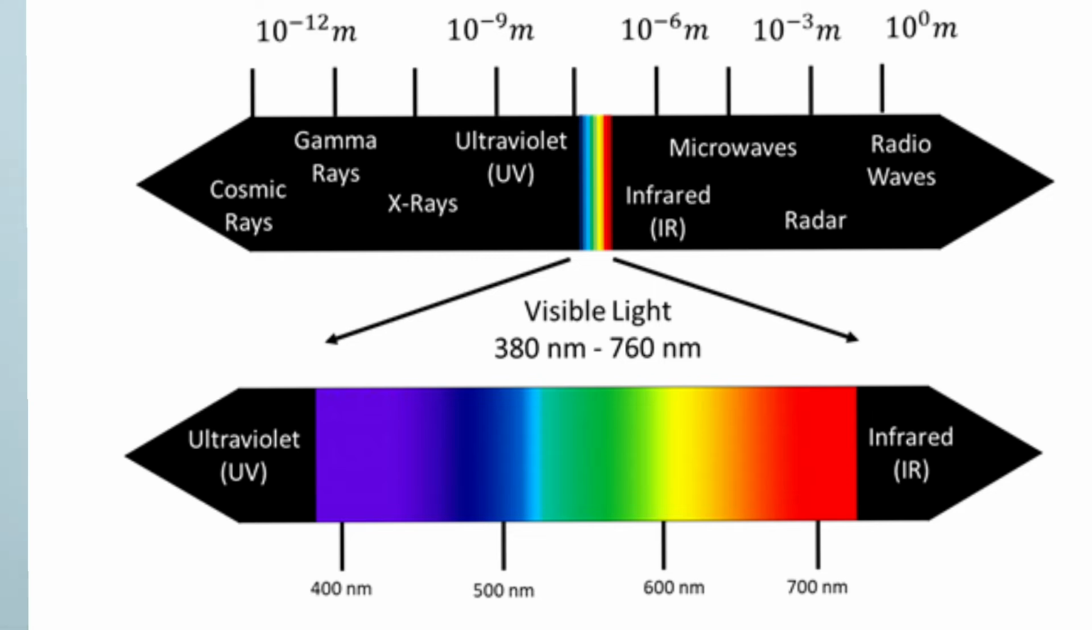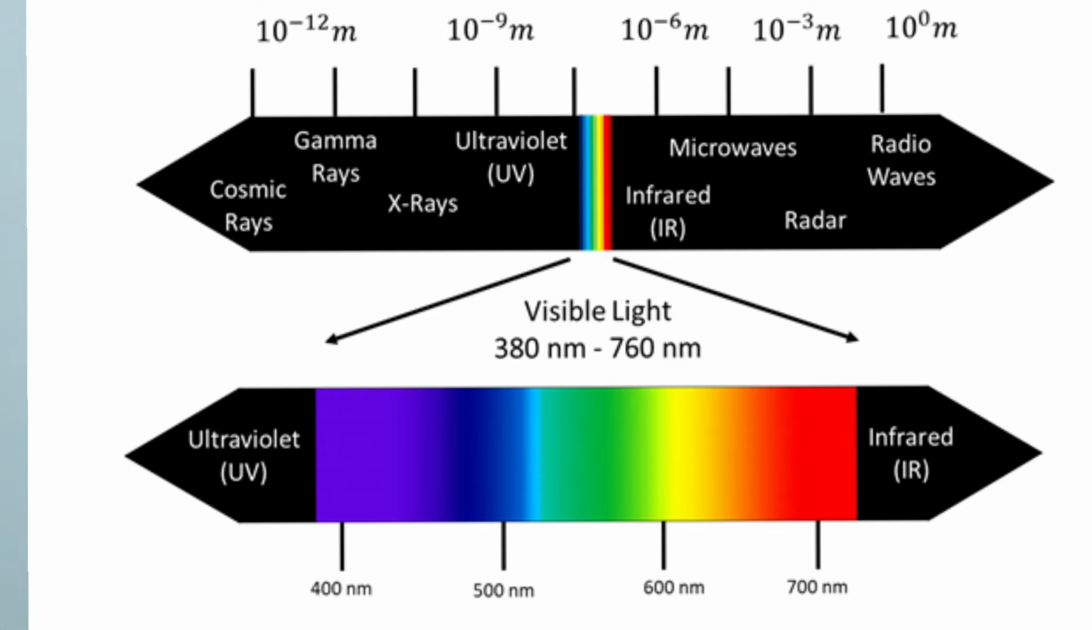In the same way, the electromagnetic wave contains different wavelengths, and the entire range of all the wavelengths is known as the electromagnetic spectrum. So the electromagnetic spectrum has a wide range of wavelengths. If you observe carefully, it is from almost 10 power minus 12 meters to almost 10 power 3 meters. So the wavelength ranges are different.